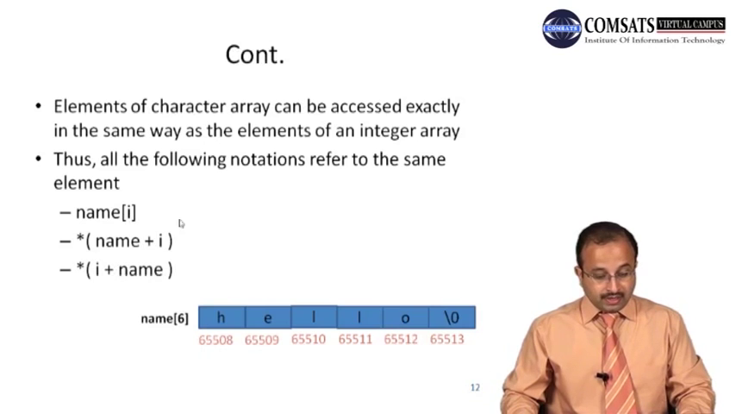In the second case, name[2], let's say I is 2, is L, and star (name plus 2) gives you, so name is 65508, you are adding 2 to it, so 65508 becomes 65510. Now it becomes star 65510, and we can read it out, the value at address 65510, and that value is L. And in the same way you can solve the other one too.